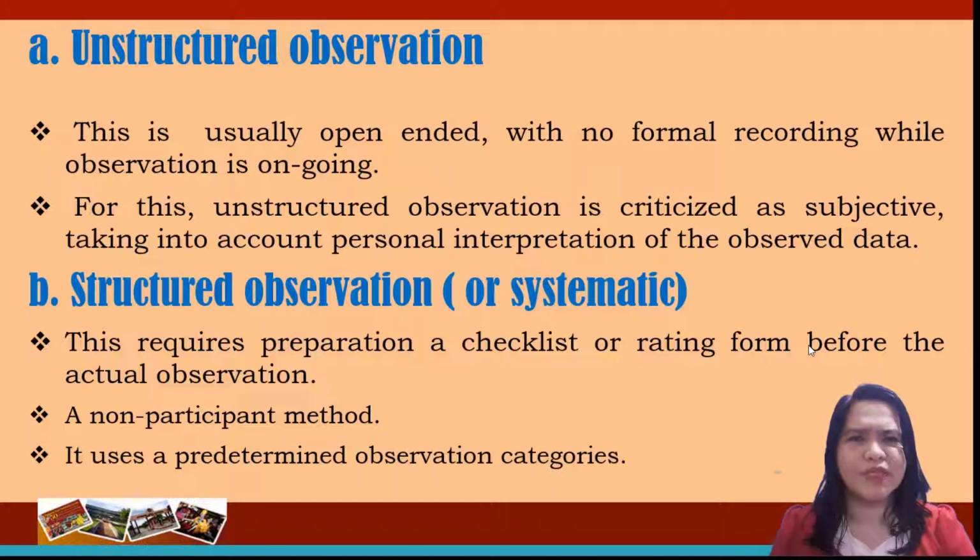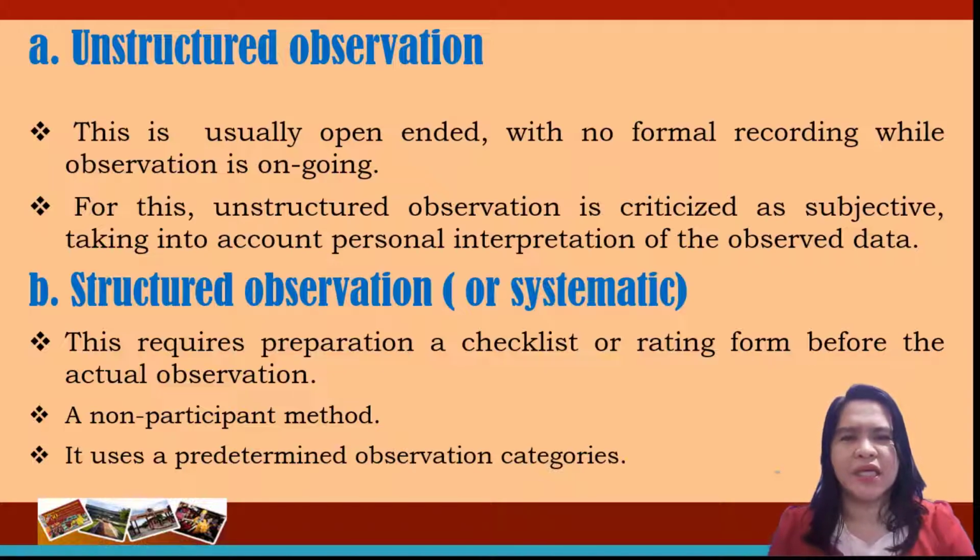The second type of observation is the structured observation, also known as systematic observation. The conduct of structured observation requires preparation for a checklist or rating form before the actual observation. In doing the recording, it simply requires a check on the yes and no for the presence or absence of the behavior. Next, it uses a non-participant method and employs a predetermined observation category.